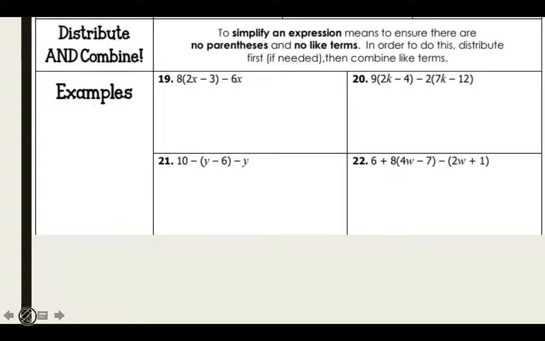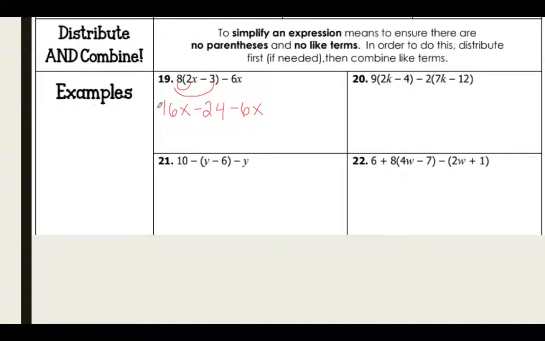So distribute when we see parentheses. 8 times 2x is going to be 16x. 8 times negative 3 is going to be negative 24. We didn't do anything with this negative 6x, so we're only distributing the 8 to the stuff that's inside the parentheses. So the negative 6x is going to come down.